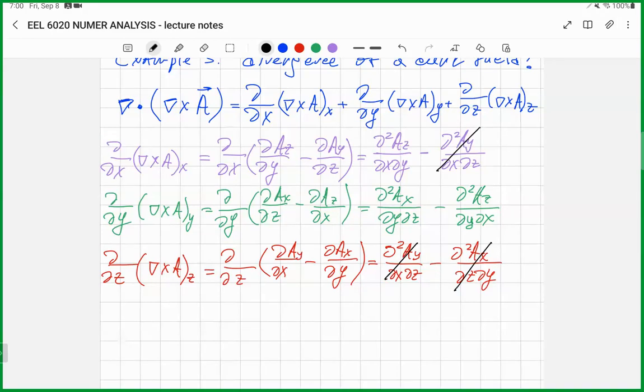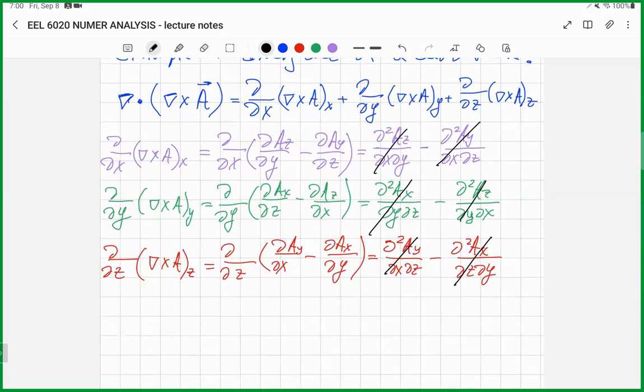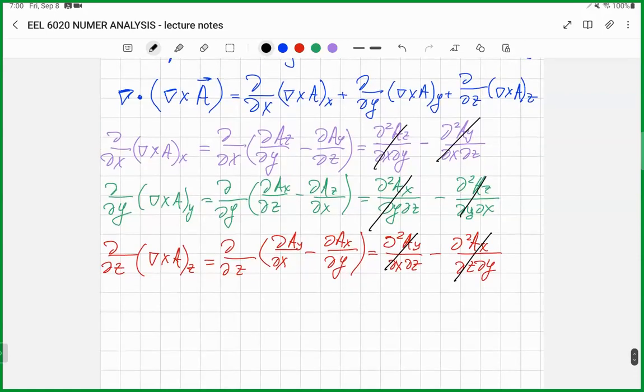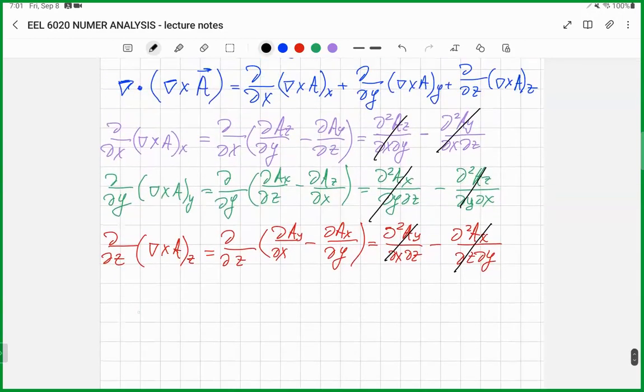Next, this one and this one also the same but of different sign. And finally, this guy and this guy also cancel each other. So that means that the sum of these three components, these three terms, gives us 0 for any vector field. So let us write this result.